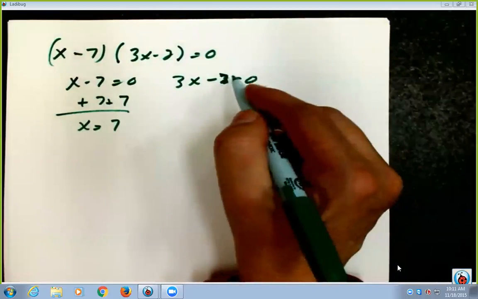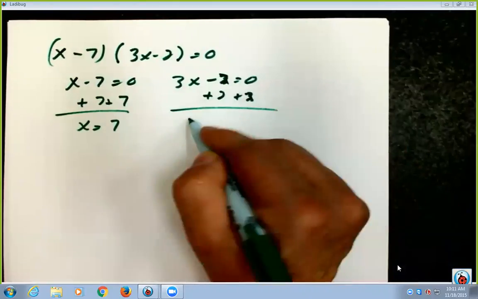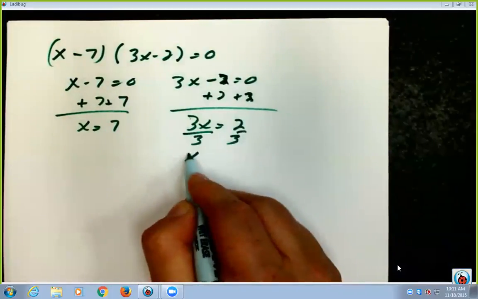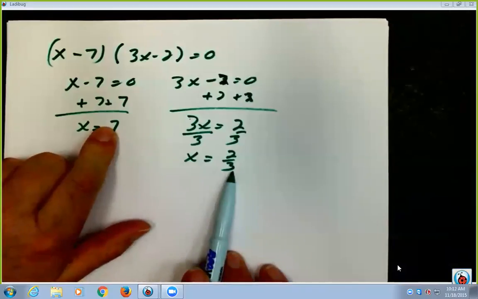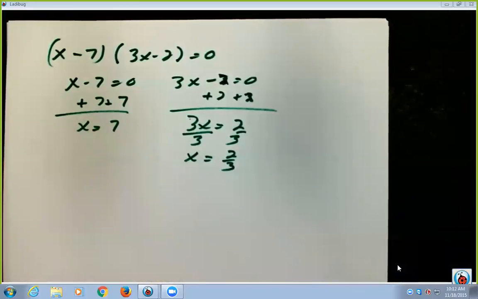So here I'm going to add 7 to both sides, and I get x equals 7. Here I have a little more work involved because I need to add 2 to both sides, then divide by 3 and find x is equal to 2/3. So in my answer in Hawks, it'll ask me for both of these solutions. It's going to ask me for 7 and it's going to ask me for 2/3. So we want to make sure that you put those values in there when you're working with them.